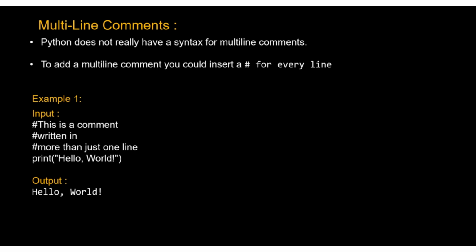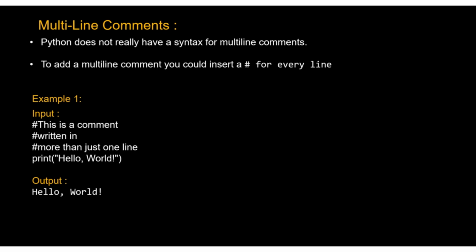We can observe in the below example, we are splitting total comment into multiple lines, adding the hash symbol at the start of every line. Python interpreter will ignore this and print the hello world in the output.